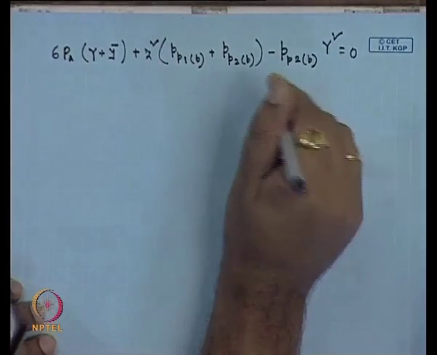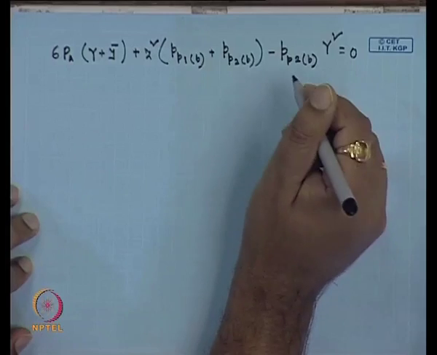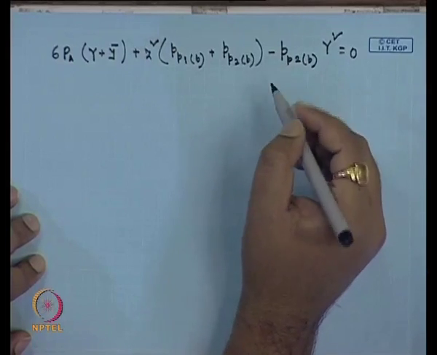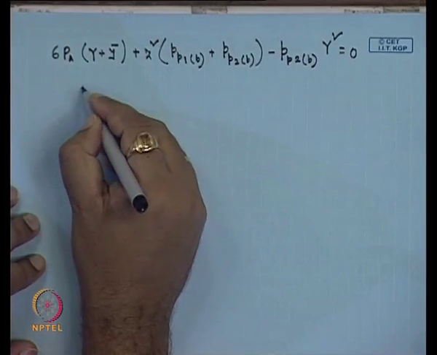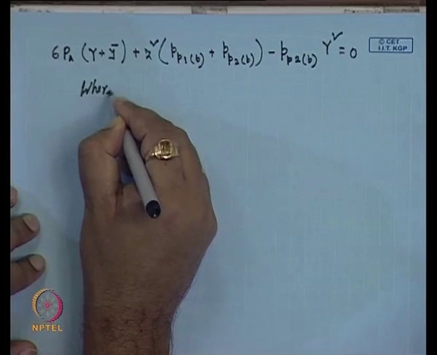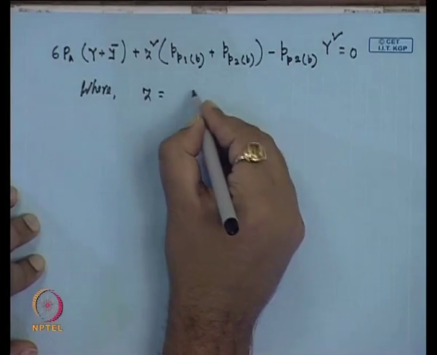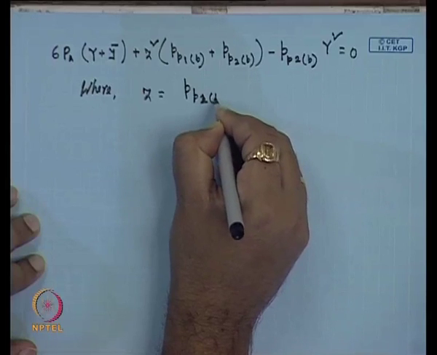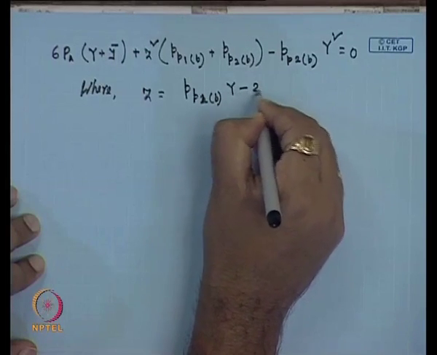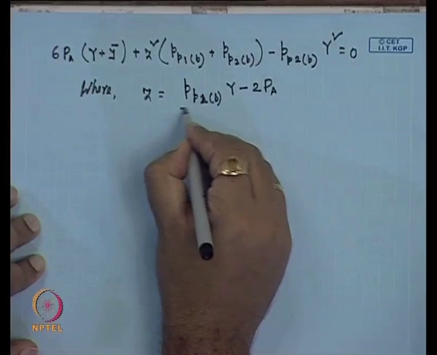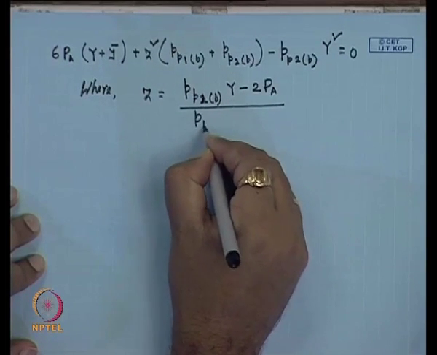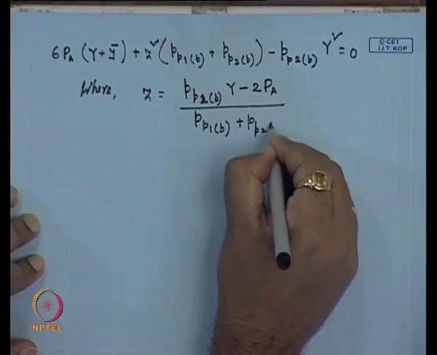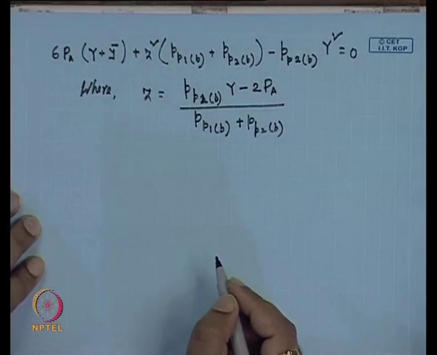So, this was the general expression, or final expression, that we got in the last class for the sheet pile and cantilever sheet pile in granular soil. Now, for Z, that expression: Z = (P_P2B Y − 2P_A) / (P_P1B + P_P2B) at the base level.